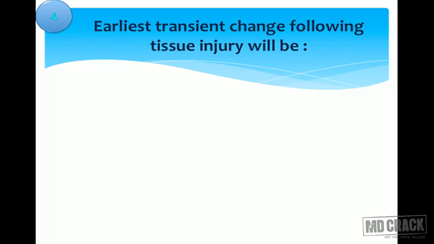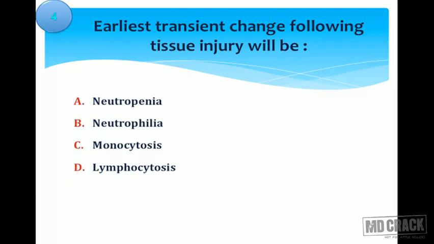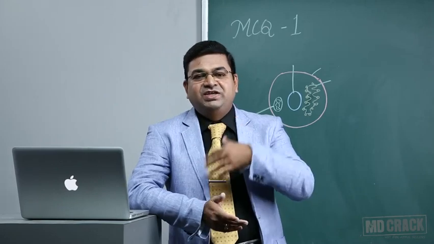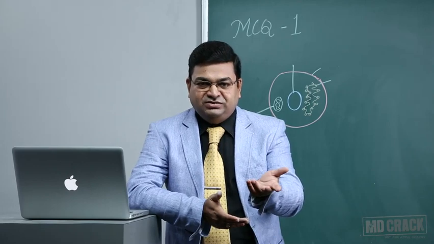Earliest transient change following the tissue injury will be: neutropenia, second option neutrophilia, monocytosis, lymphocytosis. So which cells will come as the first cells in response to the tissue injury? Quite easy to answer. Yes, what do you think? Neutrophilia. If you are thinking neutrophilia, then you are right. So it's a neutrophilia. So that's why, to confirm any infections, the physicians will send a blood sample to the pathology laboratory. For example, if the patient is having acute appendicitis, if there is a neutrophilia, that adds to their diagnosis. Yes, they are right.